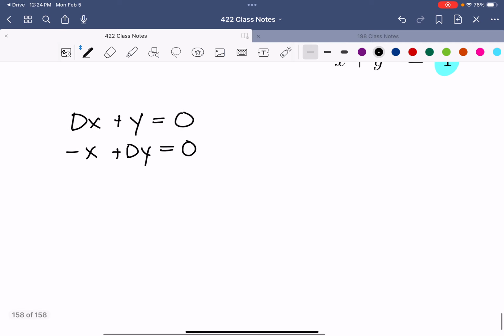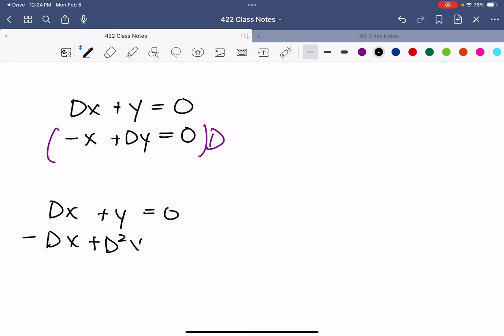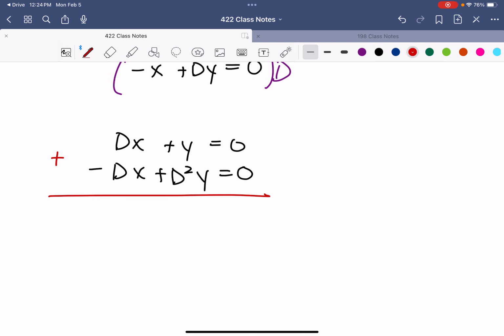So this goes exactly as the other ones did. So we are going to eliminate a variable. I'm going to eliminate the x first. So I'm going to multiply the top. Actually, I'm not going to multiply the top by anything. I'm going to multiply the bottom by D, or take the derivative of the bottom, is really what you're doing when you multiply by the operator D. And so we end up with Dx plus y equals 0 and negative Dx plus D squared y equals 0. Now I can go ahead and add these two together. The x's will cancel and we'll eliminate that variable. And we'll be left with D squared plus 1 operated on y equals 0.